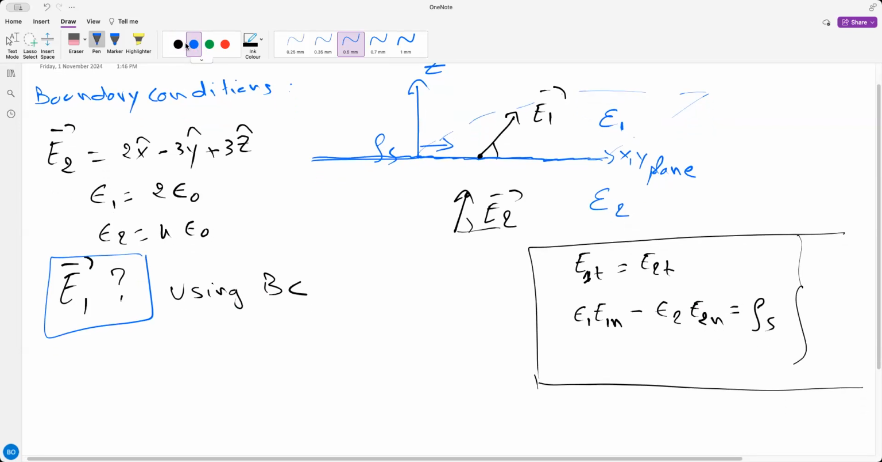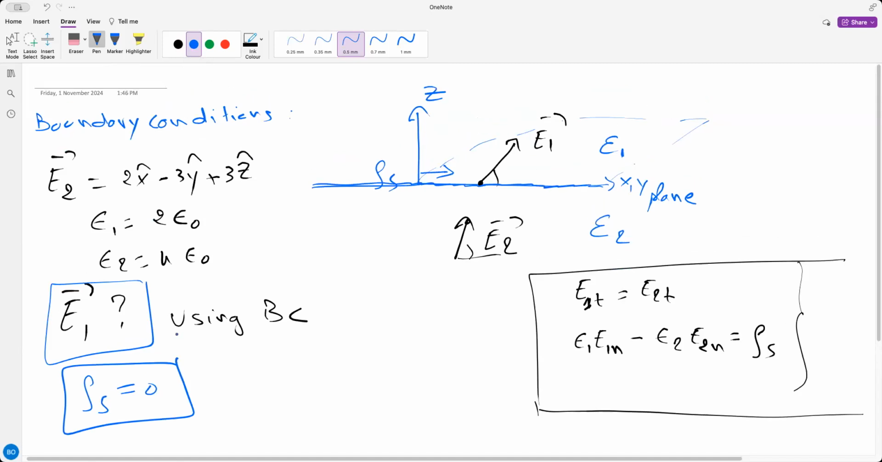Now let's assume for the moment that there is no surface charge density. So what are the normal and the tangential components in this specific case? Who can tell me what are the tangential components of the electric field?